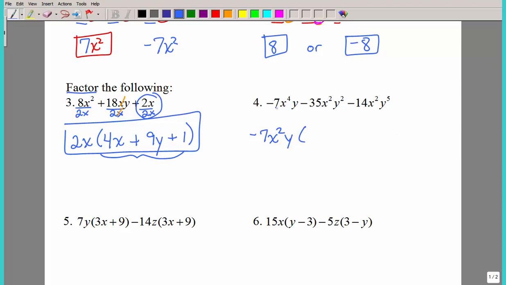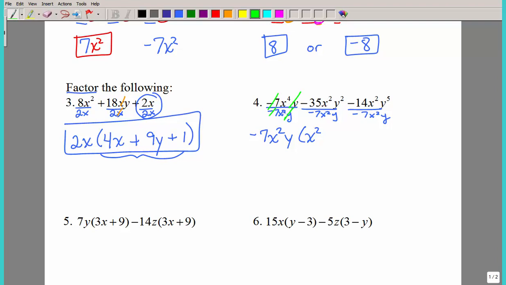Now we should divide each one of these by that GCF. And if you can do that in your head, that's great, but I'm going to write it down so we can actually see that division. All right, so here the negative 7s would divide out, but x to the 4th divided by x squared would leave you an x squared, and then the y's would also divide out.